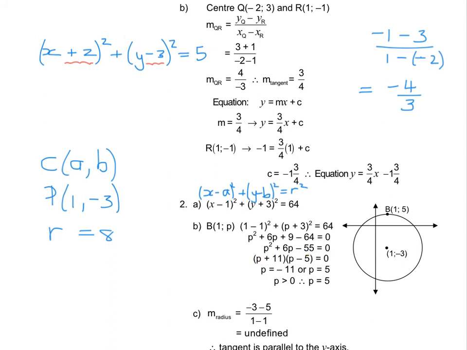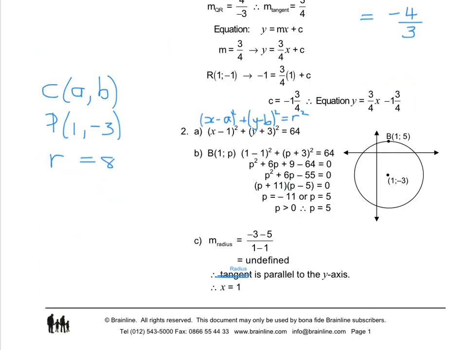In question C, we have to determine the equation of the tangent at the point B. Therefore, if I work out the gradient of the radius, I can use these two coordinates and then say that the y of the center minus the y of point B over the x of the center minus the x of point B.